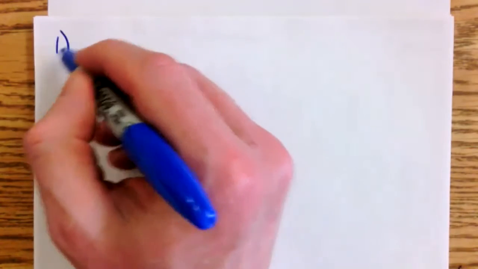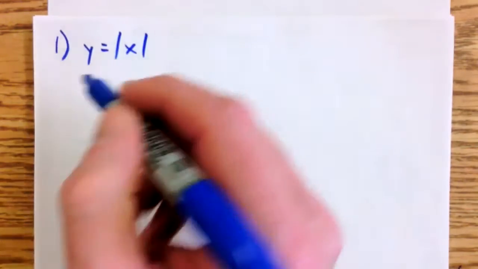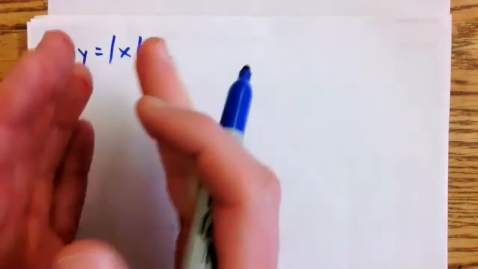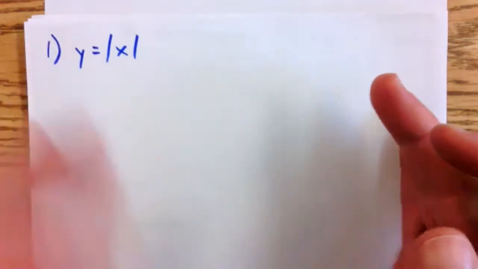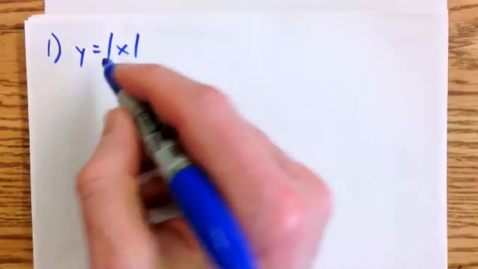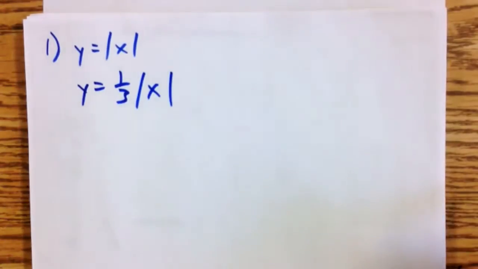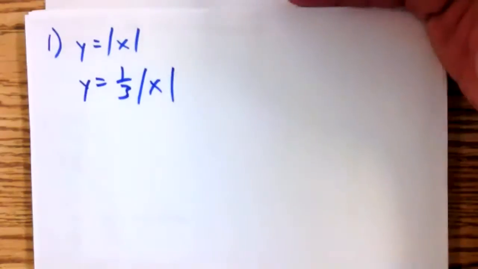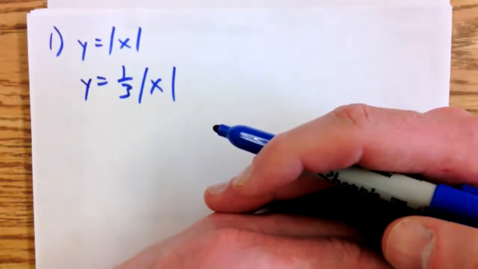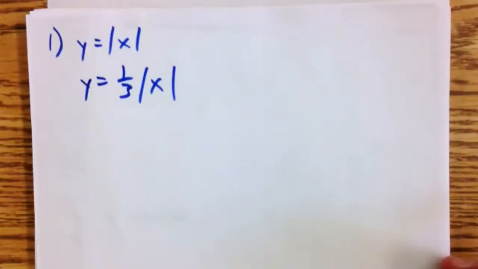Okay, 197, 1A. What new equation should replace y equals absolute value of x to change the graph as follows? Okay, so number one, y equals absolute value of x. Stretch the graph horizontally by a factor of 3. See, the horizontal stretch of 3 means a vertical kind of shrinkage, which means y equals 1/3 x. Horizontal stretch is a vertical compression. A vertical stretch is a horizontal compression.